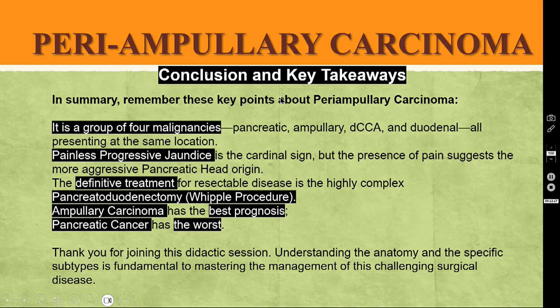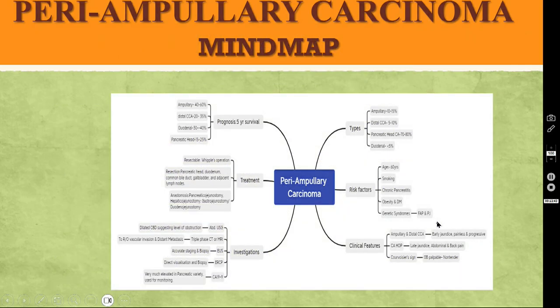The definitive treatment for all the 4 varieties, if it is resectable, is pancreatoduodenectomy. The ampullary carcinoma has the best prognosis, 40 to 60% 5-year survival rate, whereas the pancreatic carcinoma has the worst prognosis with 15 to 20% 5-year survival rate. So thank you for joining this didactic lesson.